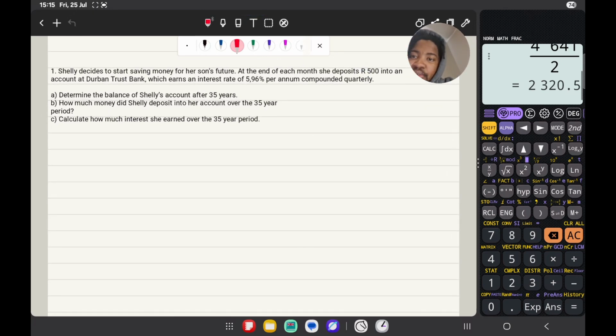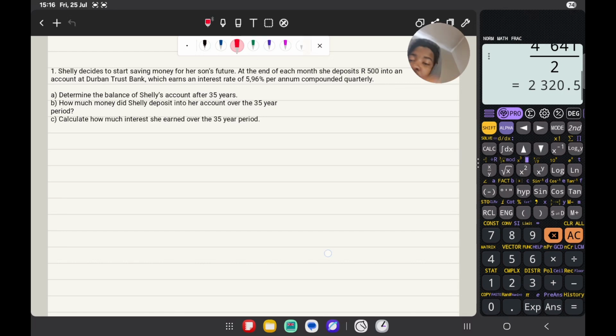Shelley decides to start saving money for her son's future. At the end of each month, she deposits 500 into an account at a Durban Trust Bank, which earns an interest of 5.96% per annum compounded quarterly. Determine the balance of Shelley's account after 35 years.